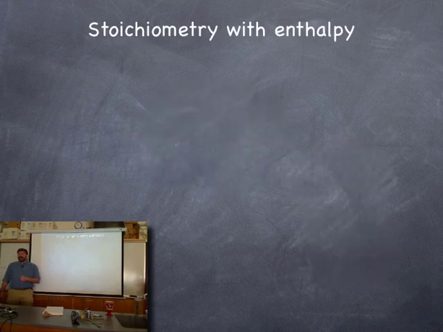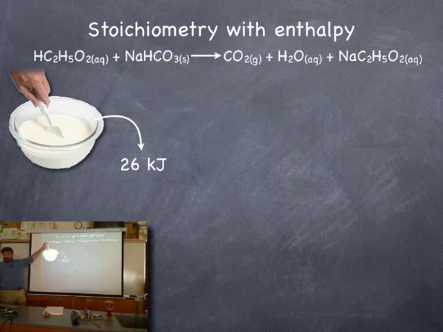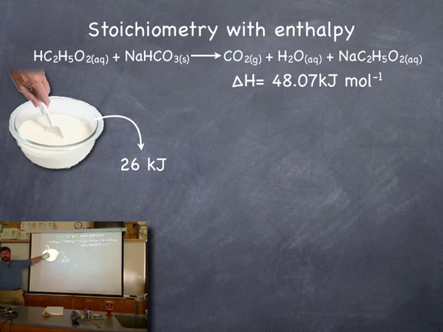So we want to go back and now we want to reverse this. We said, okay, for a batch of ice cream, let's say that we need to remove 26 kilojoules. Remember, that's kilojoules. So for a batch of ice cream, I need to remove 26 kilojoules. I have the chemical reaction. We have the delta H, the enthalpy value. We want to do stoichiometry. How much baking soda do I need?